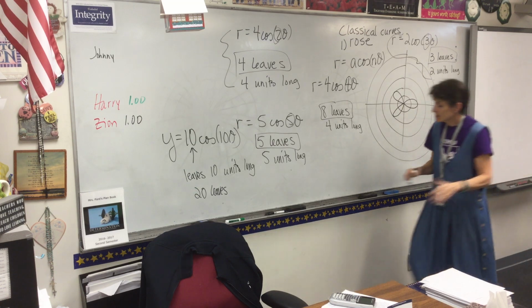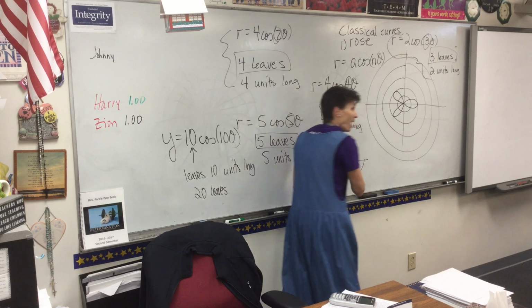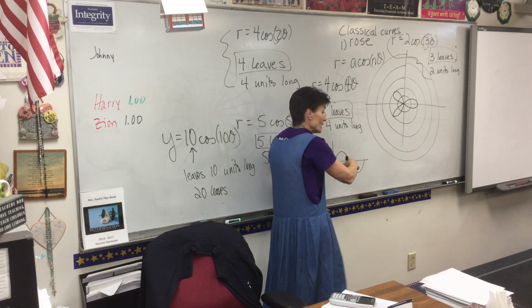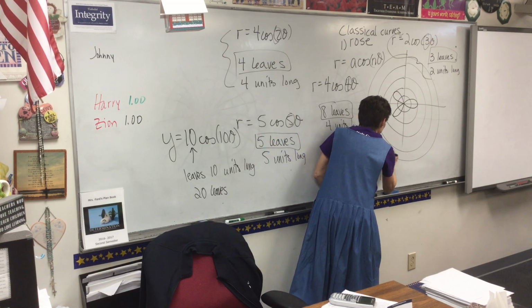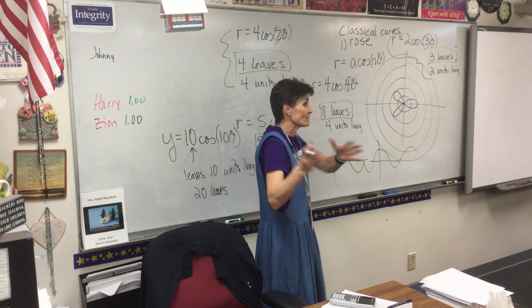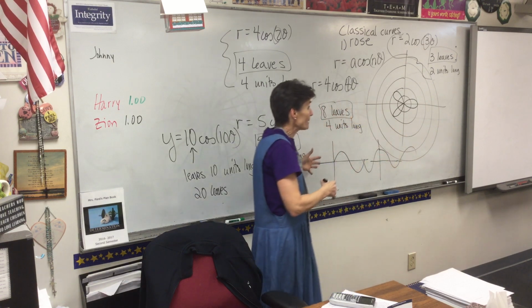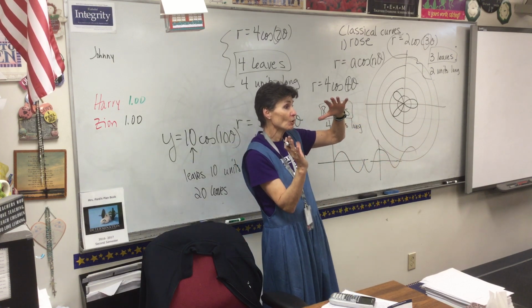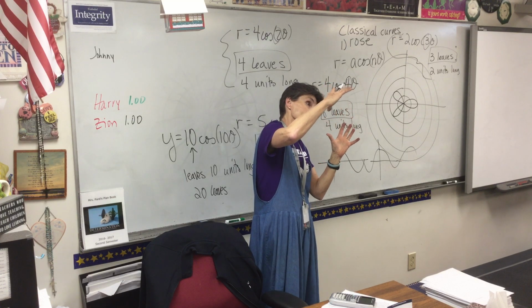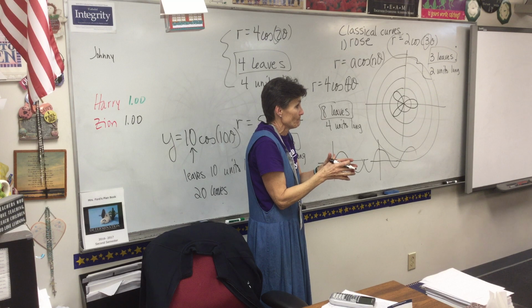Now, kids, you remember that when you graphed a sine curve, and then you graphed a cosine curve, weren't they the same curves, just shifted? So what's happening now is they're the same curves, they're just tilted. So all the rules are the same.